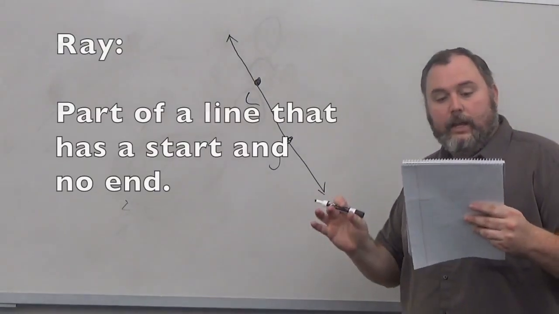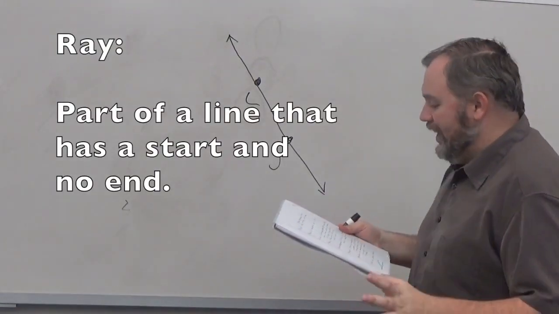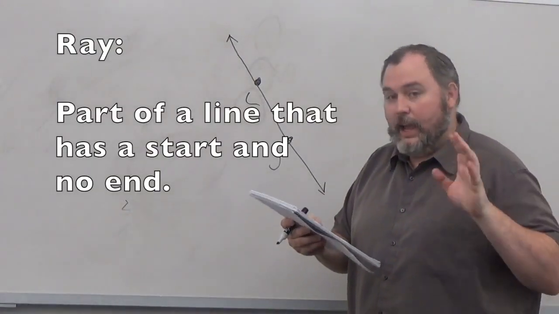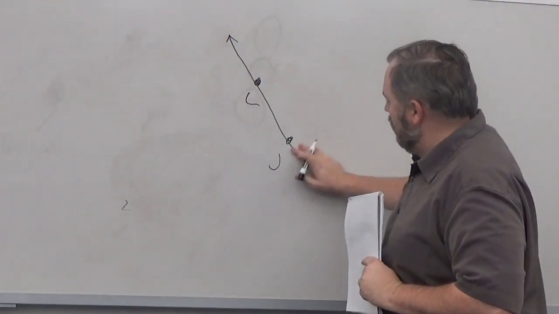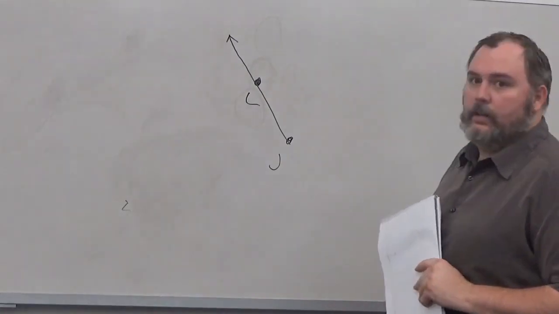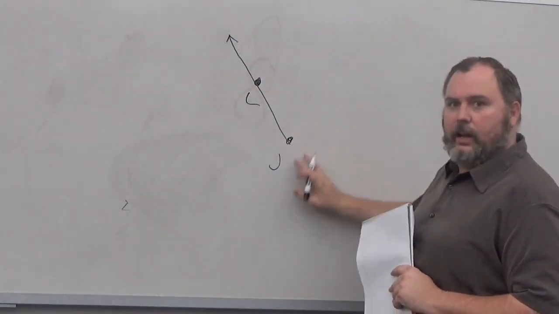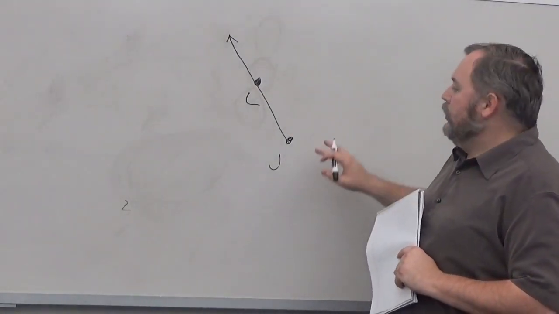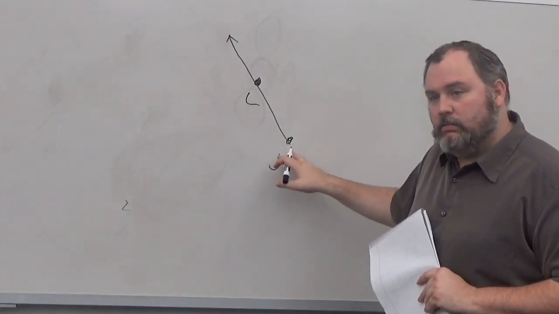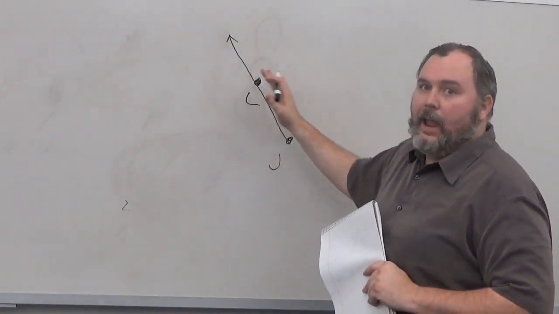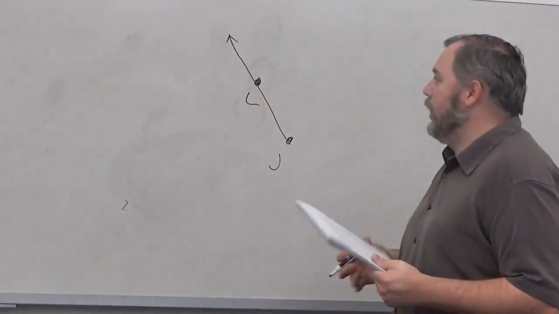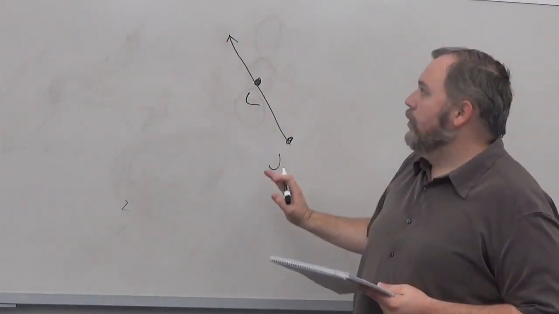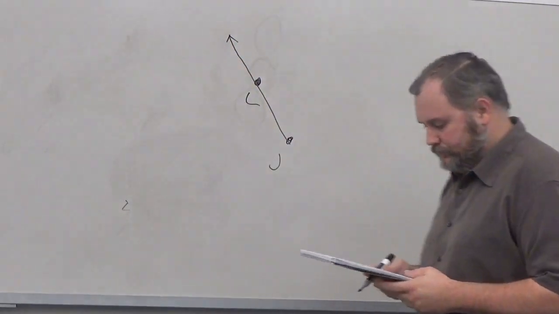All right? Ray is the part of a line that has a start and no end. All right? Well, there we go. I just took my line and kind of stopped it a little bit. So it starts at J, it goes through L, and it just keeps going through the roof. That's what a ray is. It has a start and it has no end.